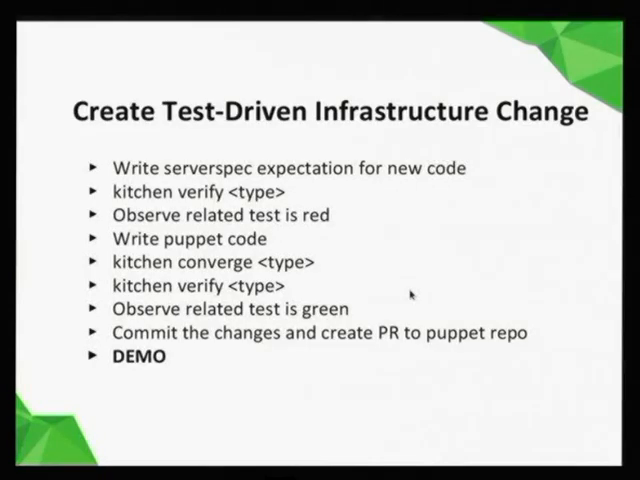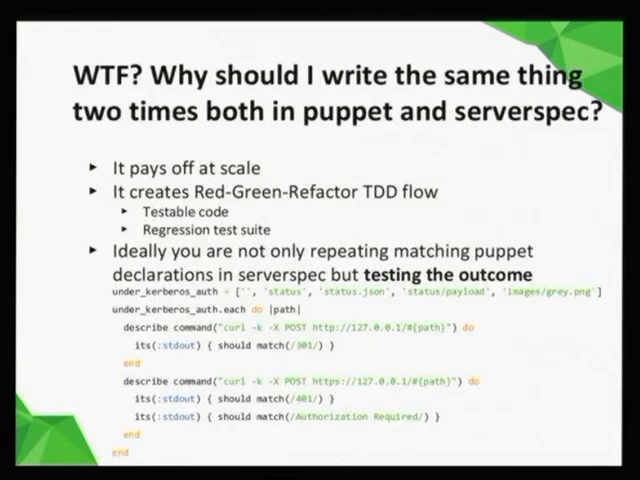So again, the standard red-green refactor thing applied to infrastructure code, as you can see. The question I frequently get after showing this is why I should write the same thing both in Puppet and in some kind of testing tool, like Serverspec in this example.